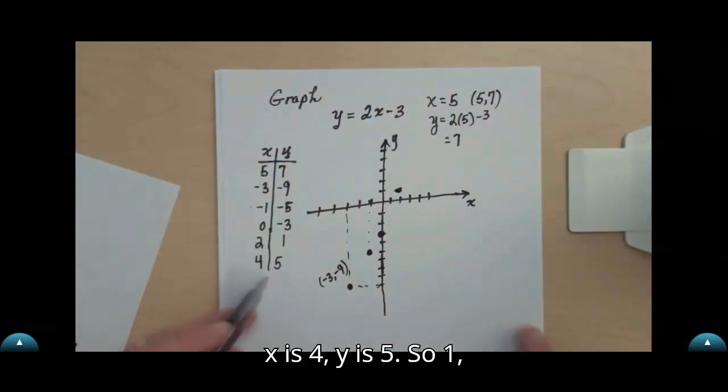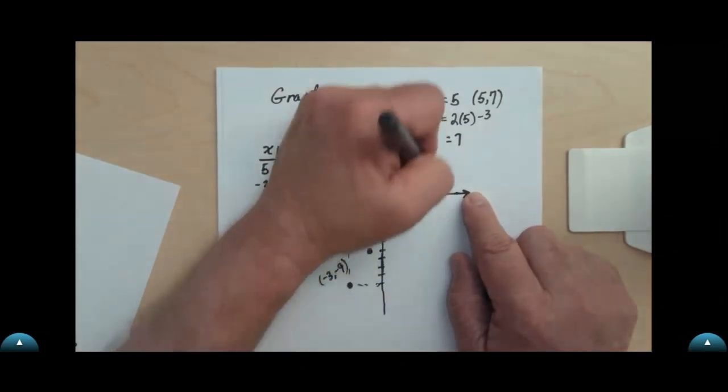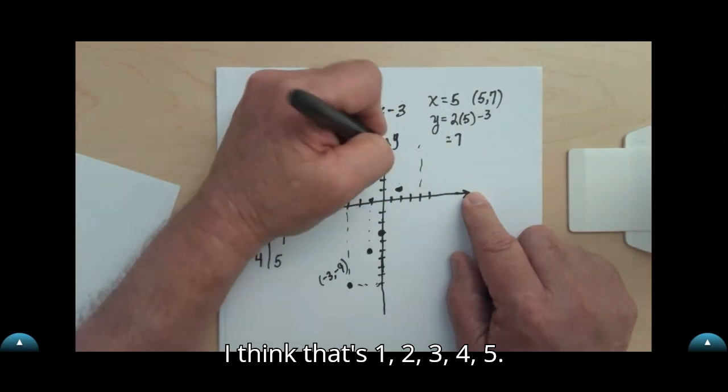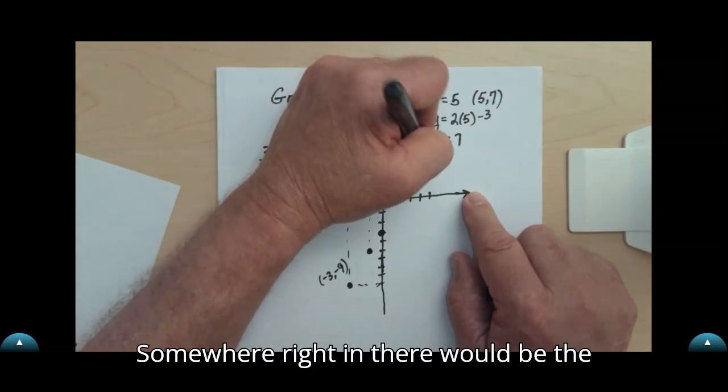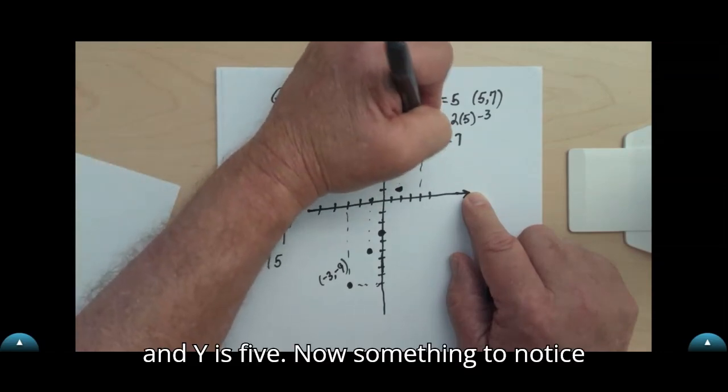And then if x is 4, y is 5. So 1, 2, 3, 4, and up. I think that's 1, 2, 3, 4, 5. Somewhere right in there would be the point where x is 4 and y is 5.